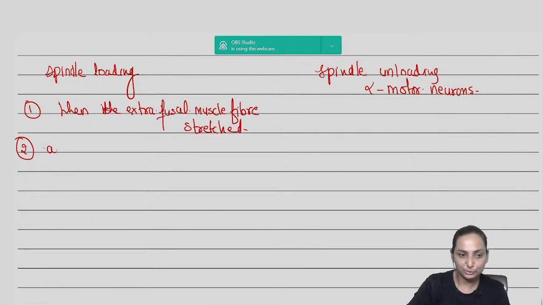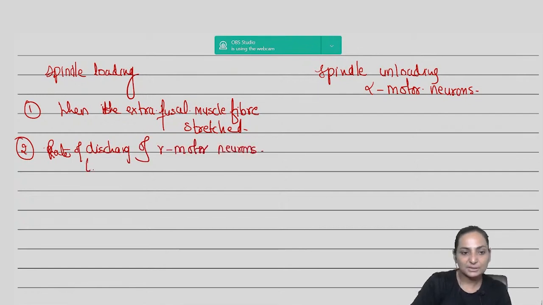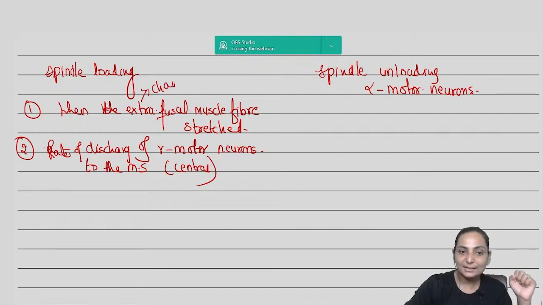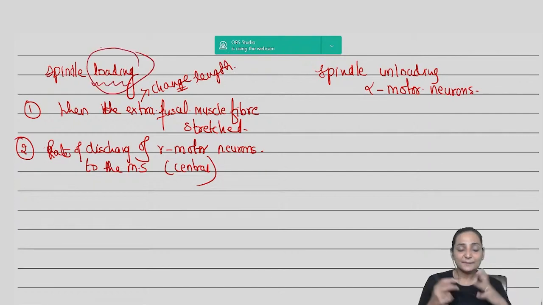discharge of the gamma motor neurons. Right? The rate of discharge of the gamma motor neurons to the muscle spindle, especially to the central or the equatorial region. Now, when extrafusal muscle fibers are stretched, there is going to be a change in the length of the muscle spindle. When there is a change in the length of the muscle spindle, it is called spindle loading. The spindle gets loaded whenever there is stretching of the muscle fiber.